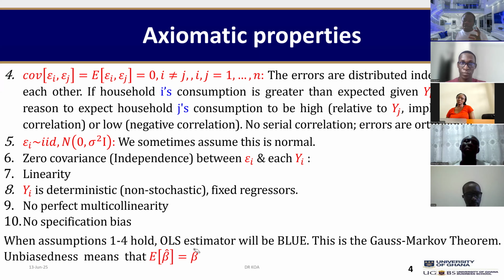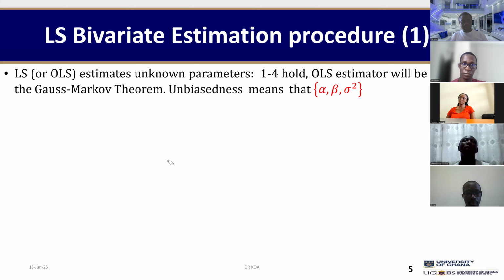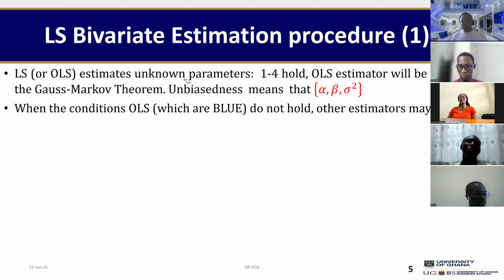So I want you to see the beta as the true value of the coefficient, whereas the beta cap is the estimate. Usually, the beta cap is not the same as that, but we expect that to happen. If that happens, then there is no bias. And that is known as unbiasedness. You should be able to prove unbiasedness. Let's do that.